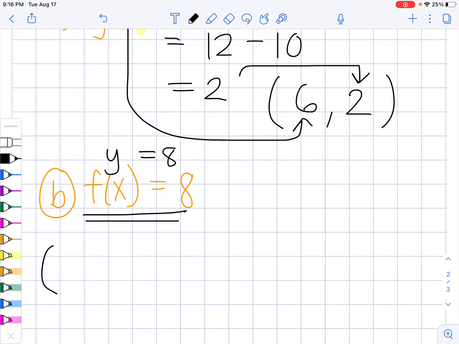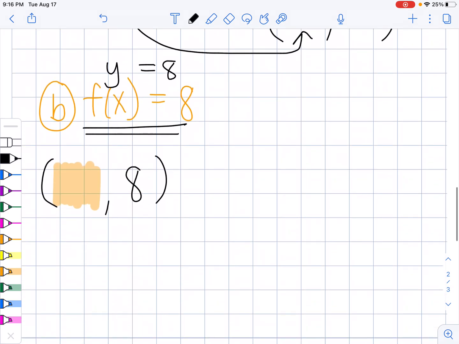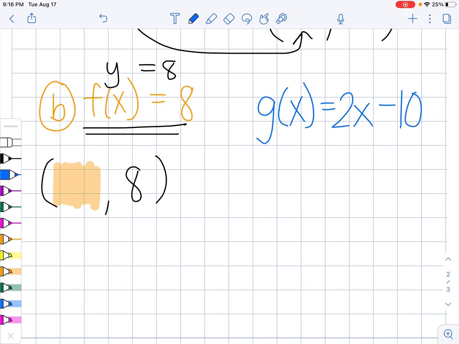If you wanted to start with an ordered pair, this is saying when y is equal to 8, I have to find out what x is. So in my equation, let's rewrite our equation. Here's my equation, g of x equals 2x minus 10. I'll write this here, we'll use blue. G of x equals 2x minus 10. Okay, now g of x, remember, is the same thing as y. So here, where I have a g of x, they're telling me it's equal to 8. Same as y. So I'm going to write 8 in this spot.